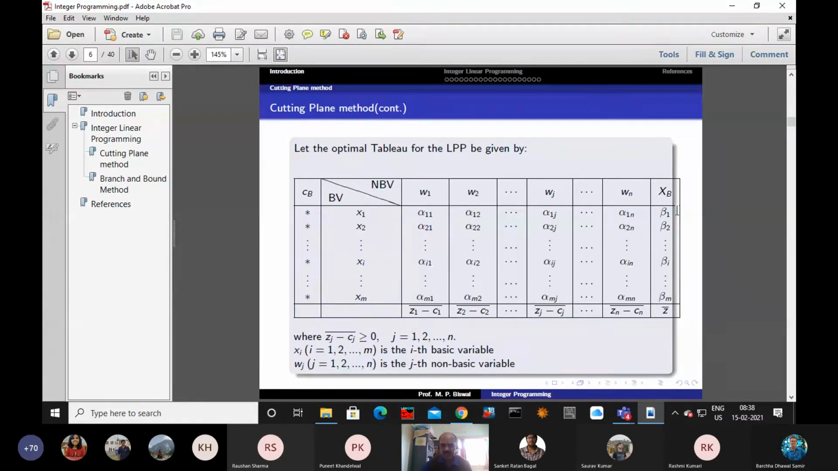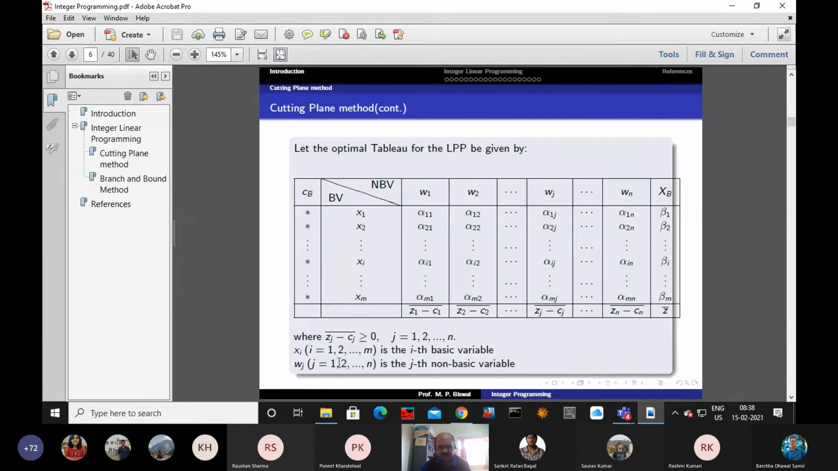This beta 1, what is beta 1? The basic variable value x1 equals beta 1. Let me say beta 1 equals 3, integer. x2, beta 2, let us say 5, integer, and so on. Say xm, beta m, is not becoming an integer. Let me say 5.5. What is the integral part? The integral part is 5, the fractional part is half. In this manner we decide. If all beta 1, beta 2, beta m are whole numbers, then this is the optimal solution. And zj minus cj are non-negative for all j.